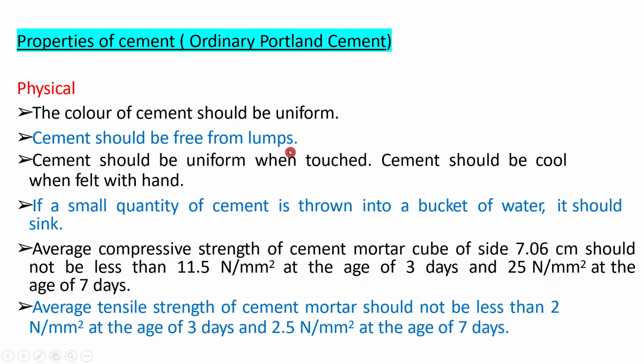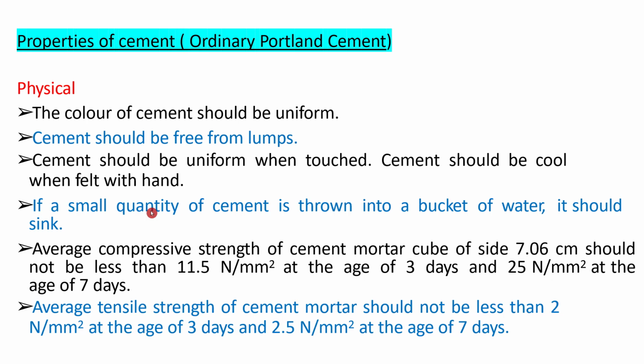Lumps means formation of small groups, that means a group of cement materials may get clubbed together to form lumps. So it should not have any lumps. The cement should be smooth when touched, and the cement should feel cool when felt with the hand. If a small quantity of cement is thrown into a bucket of water, it should sink.